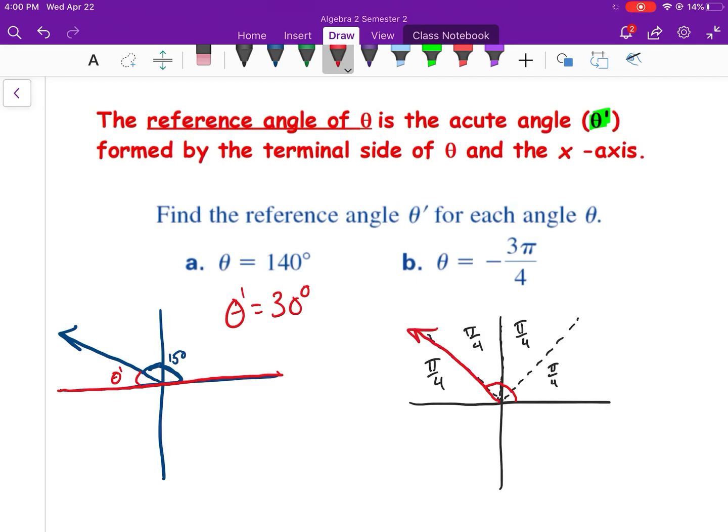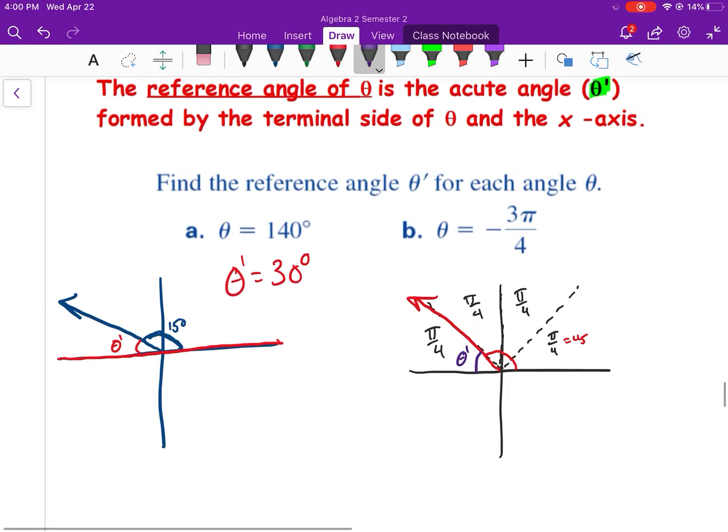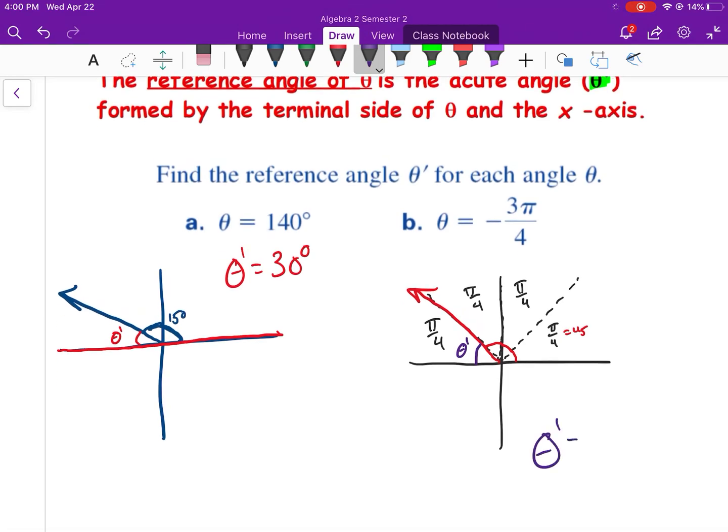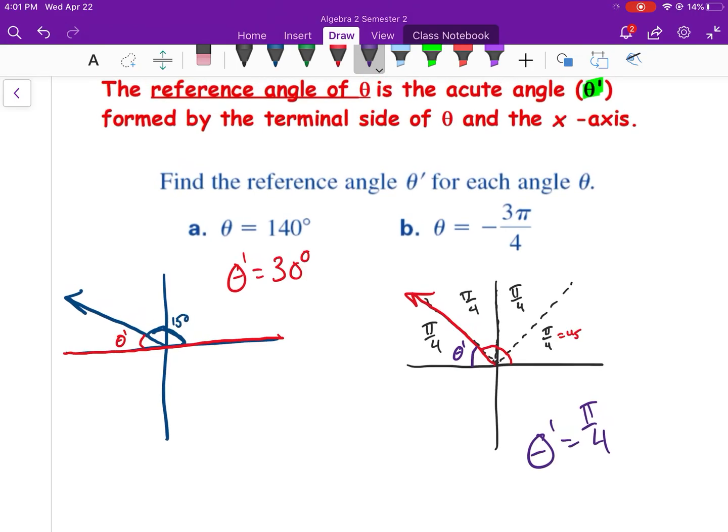Okay, and if you also think of pi as 180 degrees and you split it up into 4, each chunk is like 45 degrees. So we have 135 degrees so far, so I need to go another 45 degrees here. And again, the acute angle is smaller than 90 degrees, so in this case my reference angle is that acute angle, the purple, and it's pi over 4. We've got to go one more piece of that pi to get to that x-axis.